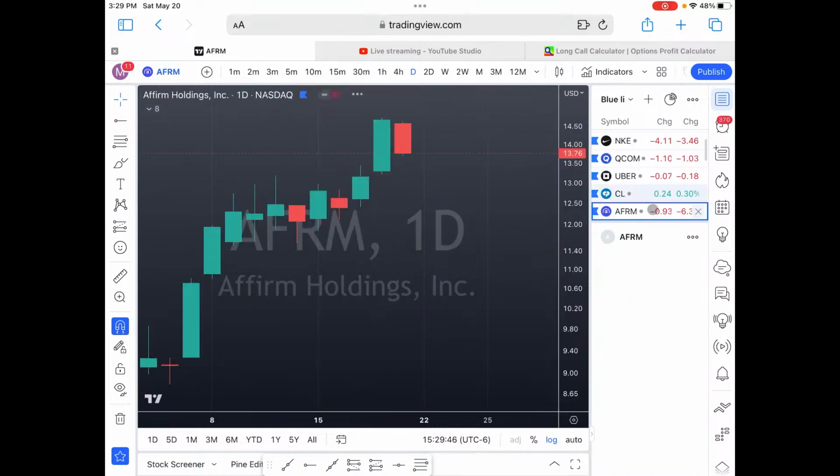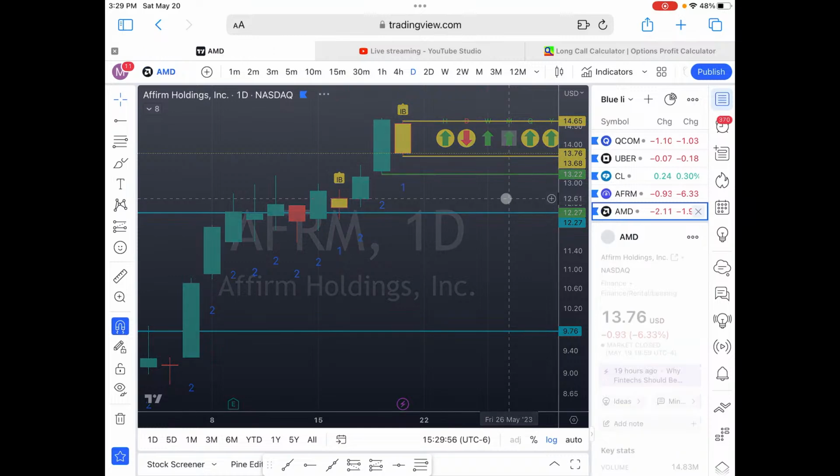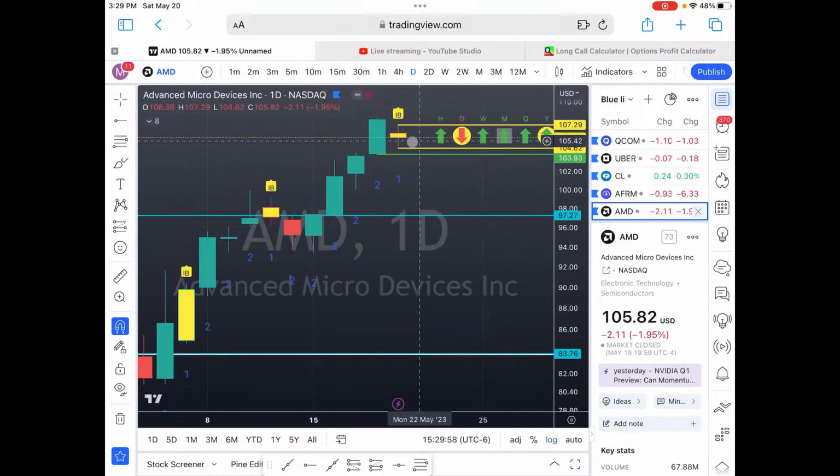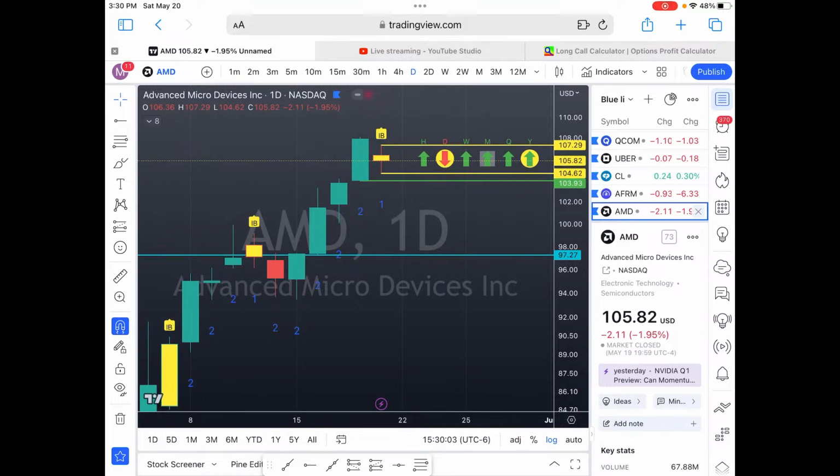From CL, we go into AFRM. So AFRM also has that inside bar. So the calls at 14.65, puts at 13.76. AMD inside bar. A ton of these inside bars setting up for Monday. We can look for calls at 107.29, puts at 104.62.